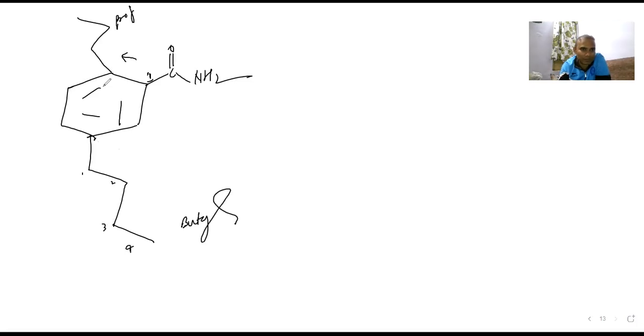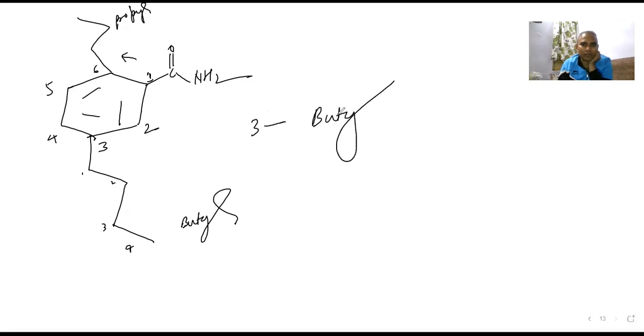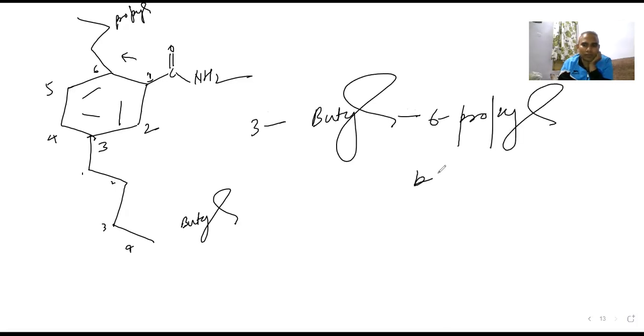So downwards you have to go. 1, this is 2, this is 3, and 4, 5, 6. Tell me the name. So it will be 3 butyl, 6 propyl benzamide.